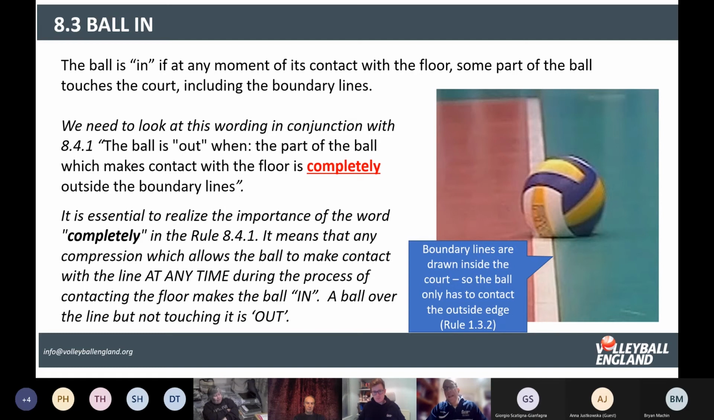Okay, so in the old rules, and some of you that have been refereeing for a number of years will know that the rule used to say that at the first contact of the ball with the floor, if the ball is in or out. Now we know that with the ball, we can see here this particular photograph of the ball is showing a slight compression.